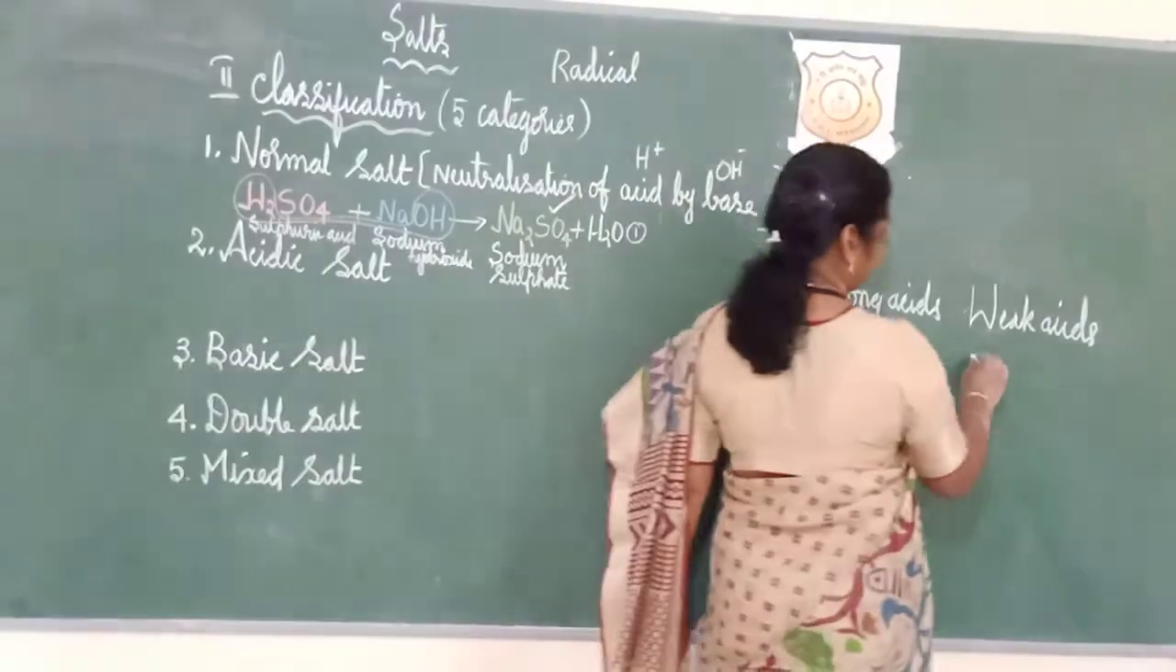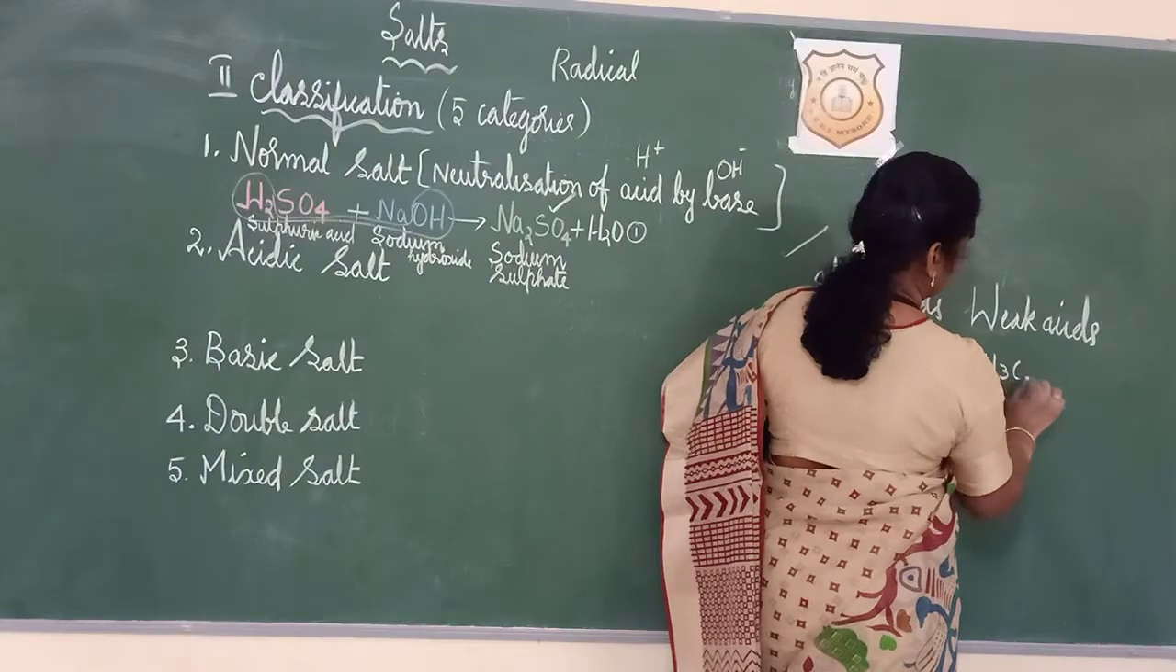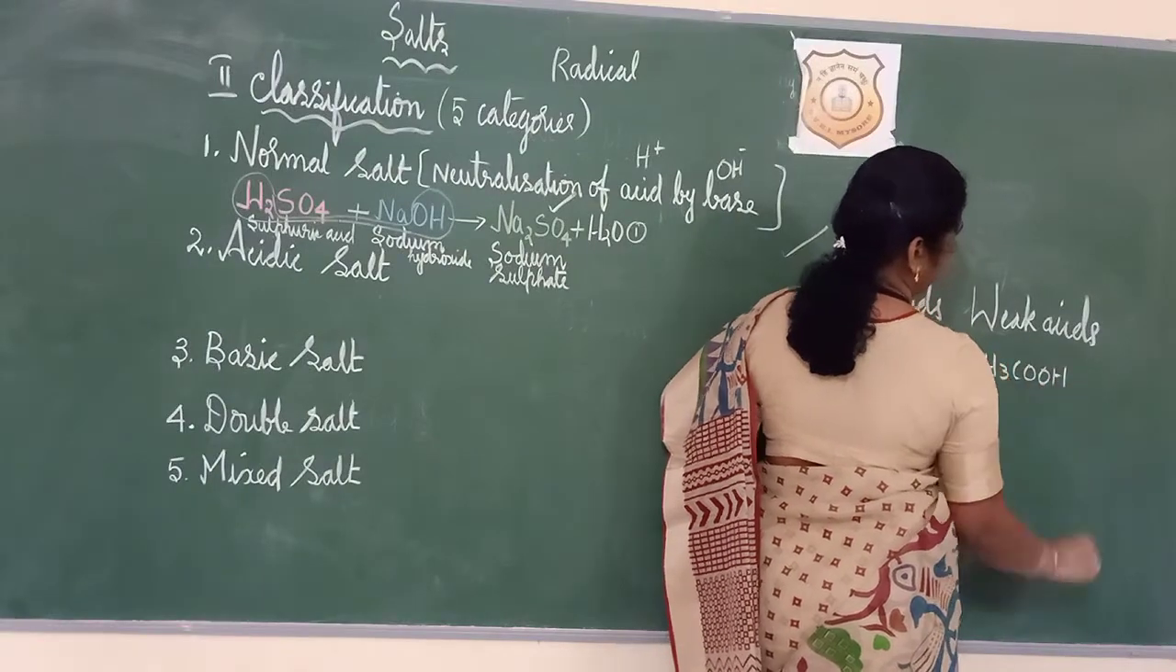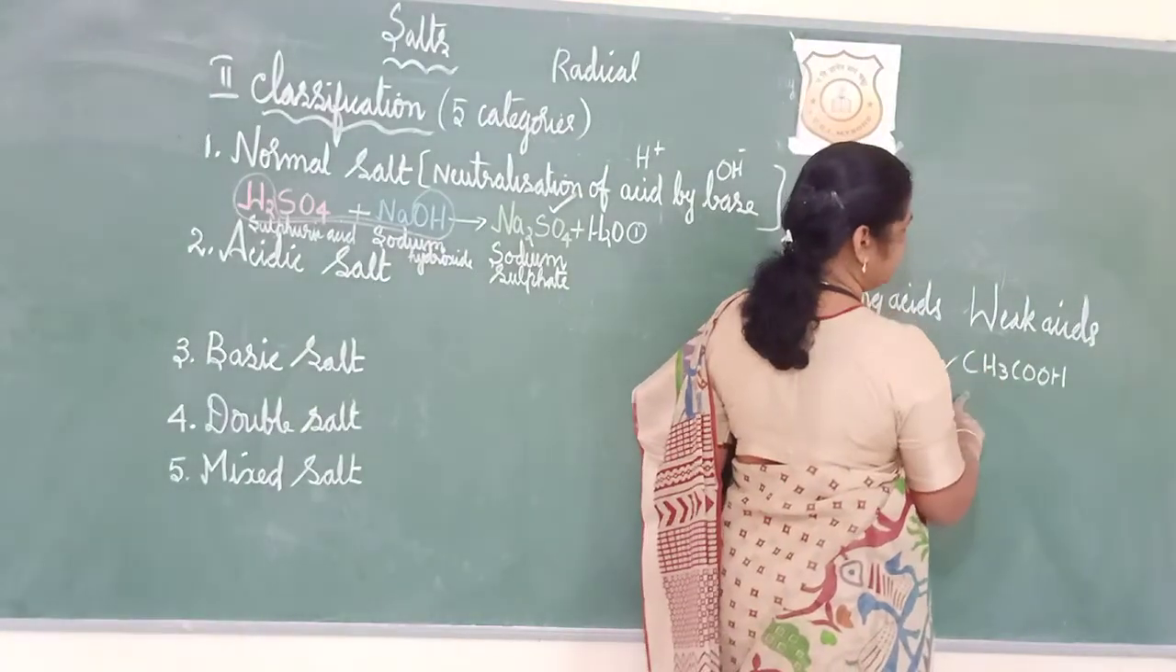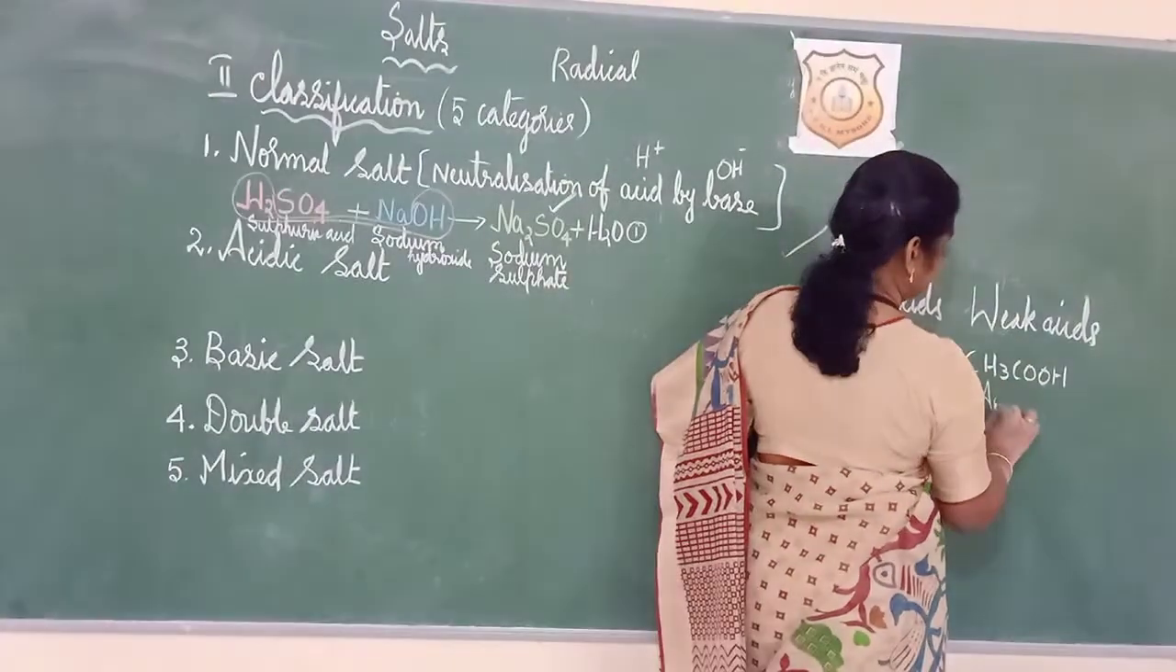Weak acids also we have studied: CH3COOH, carbonic acid, phosphoric acid. Now we will take only this one. Which acid is this? Acetic acid.